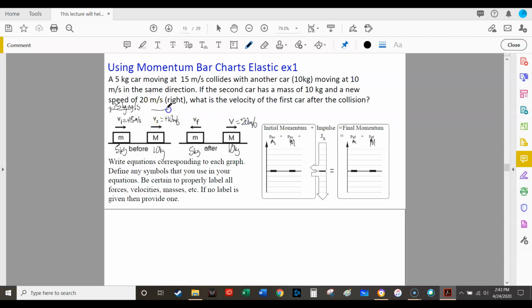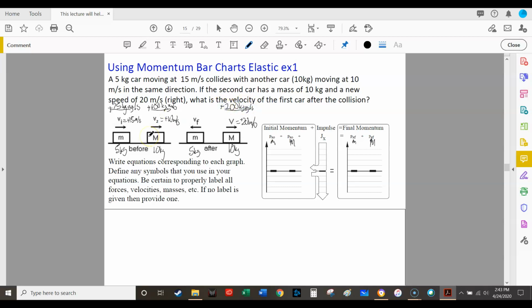So this guy had a momentum to the right of 100 kilogram meters per second. And afterwards, it's got 200 kilogram meters per second.